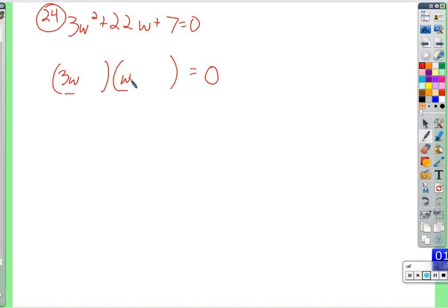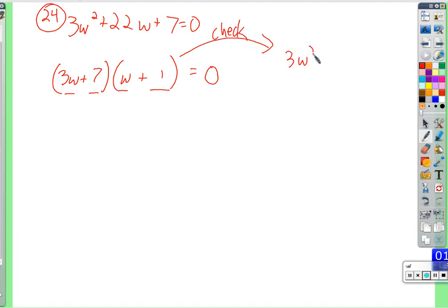And then, here and here, we need two numbers that multiply to make 7. 1 and 7. They multiply to 7, right? And then when we multiply everything together, they need to get 22w. So which one goes here, 1 or 7? 7. 7? Yep. 7 goes here? And 1 there? Okay. So you have to multiply it out and make sure that it works. If it doesn't, then we need to fix it.